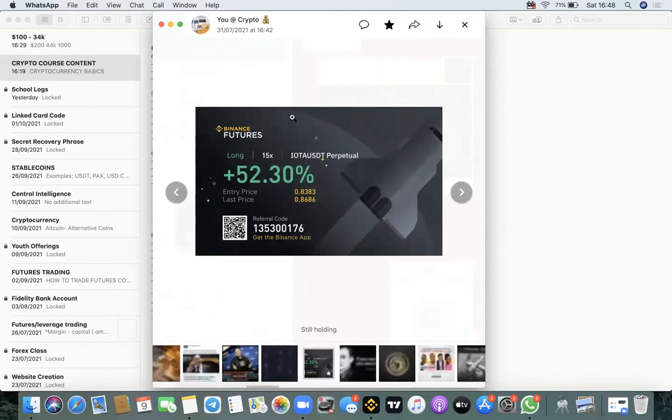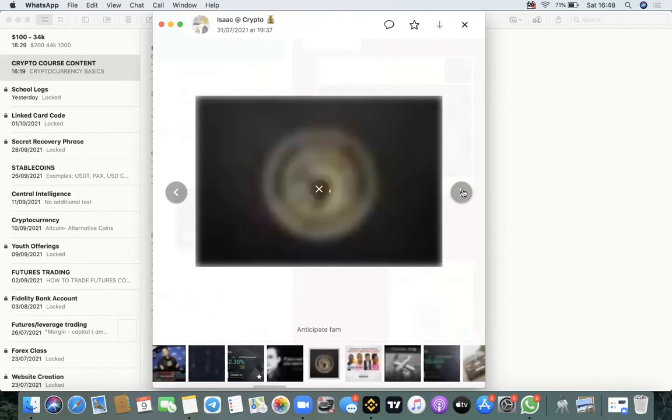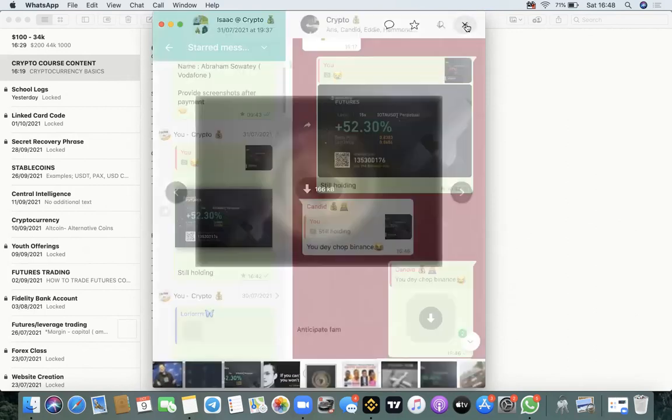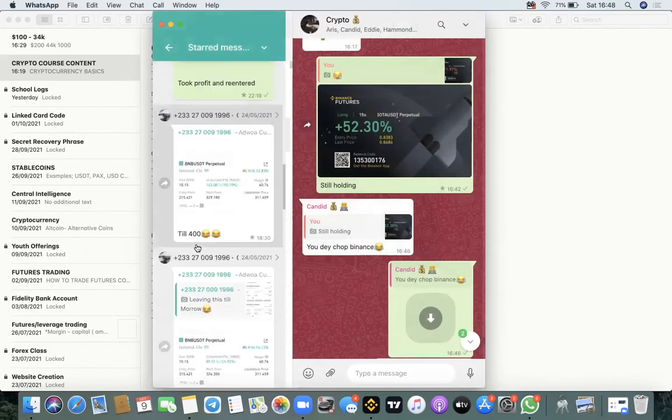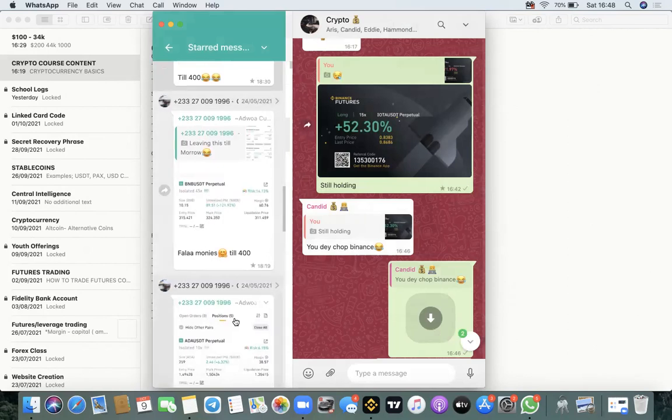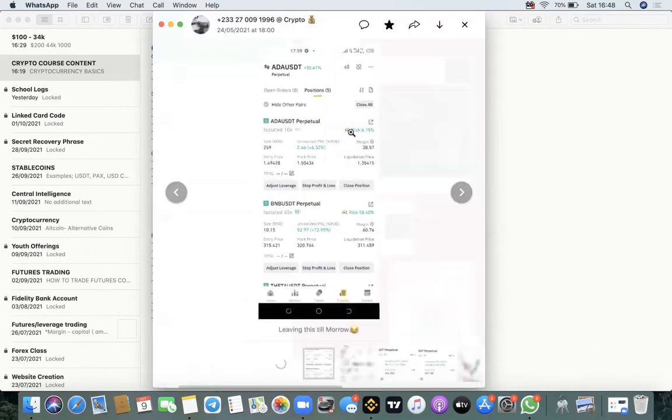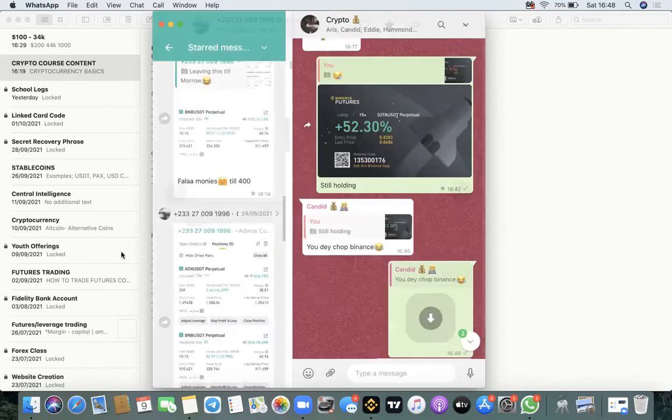So I think this is my screenshot. When you enter a position, you can show off and say, I've made 52.30 profit. Then others also trade and make some cool cash for themselves. If you want to get that kind of screenshot, you just click on this button that you'll see on your Binance.